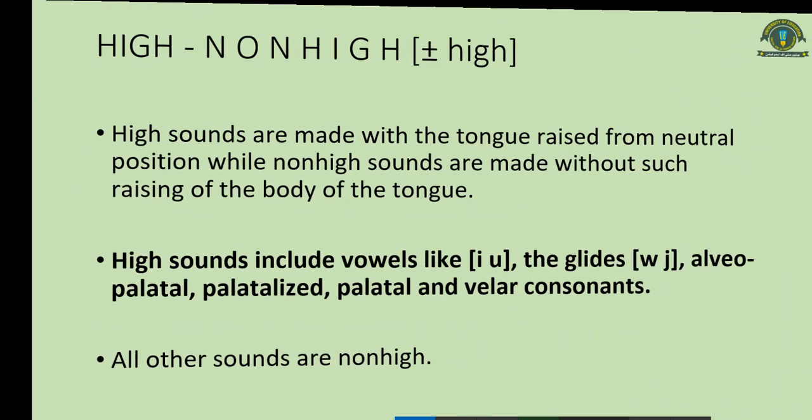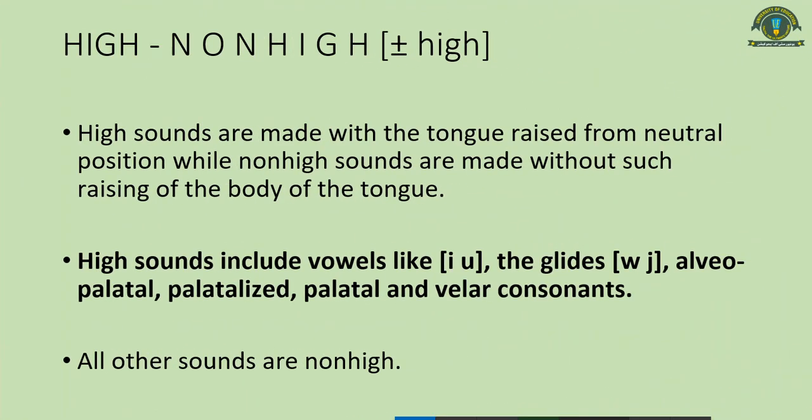So let's look at some of the basic vowel features. First feature that we have here is high non-high feature, or you can say plus minus high. High sounds are made with the tongue raised from the neutral position, while non-high sounds are made without such raising of the body of the tongue. So you know very well that in the quadrilateral chart, which sounds are at the higher position, these are E and U are at the highest position.